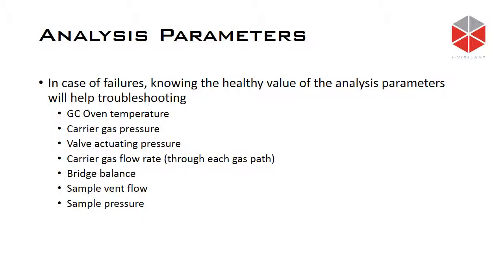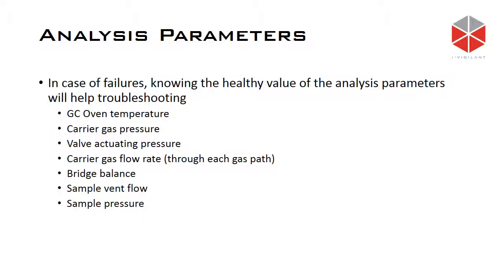There's not going to be any change in the carrier gas pressure. There's not going to be any change in valve actuating pressure. Carrier gas flow rate needs to be measured through each path. So in some of the GC, like when valve 3 is on, it needs to be measured. When the valve 3 is off, it needs to be measured. Where we know that there's going to be a possible difference in the flow rate. So we write this down, and then if something goes wrong, we'll have a look at it.